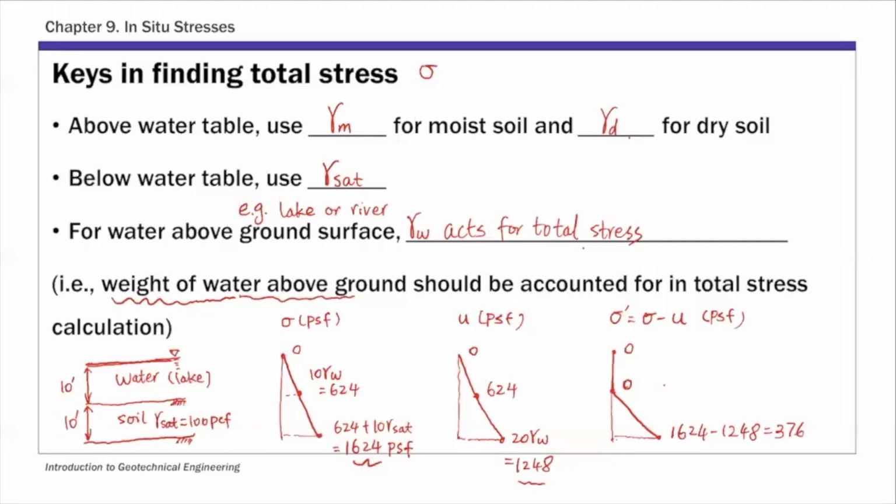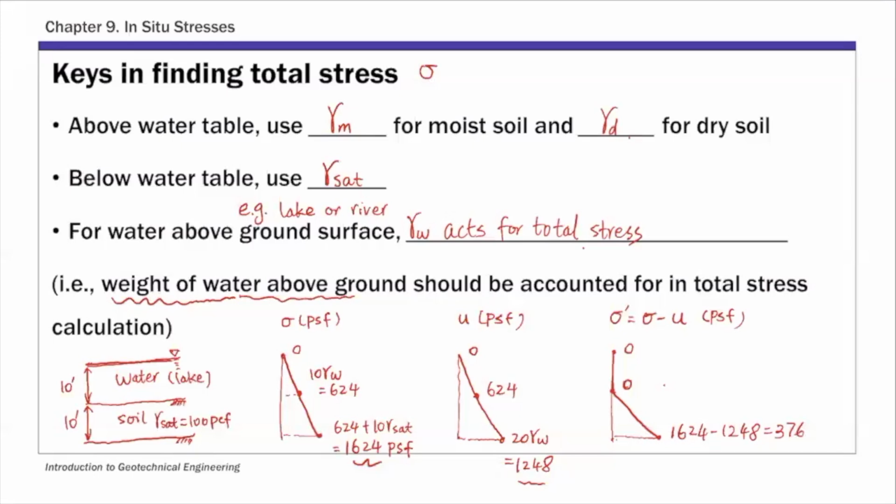All right. So that is total stress, and that is a very special case when you have the water table above the ground surface. Okay. So again, you need to account for the weight of water in the total stress calculation. Right. So that's some keys in finding total stress.